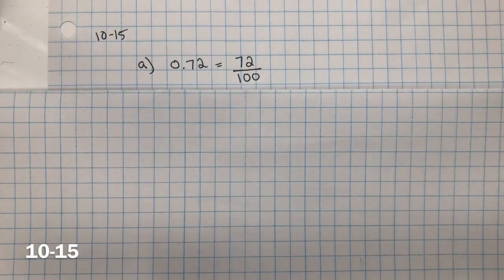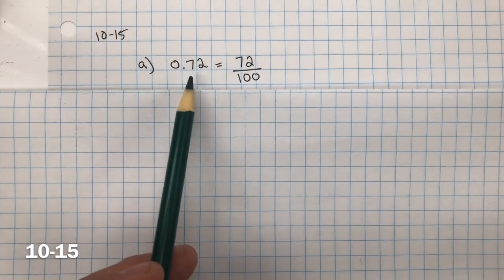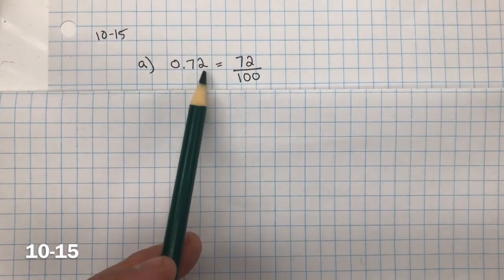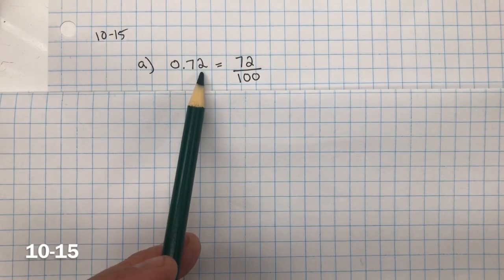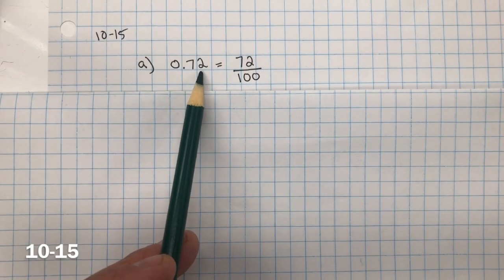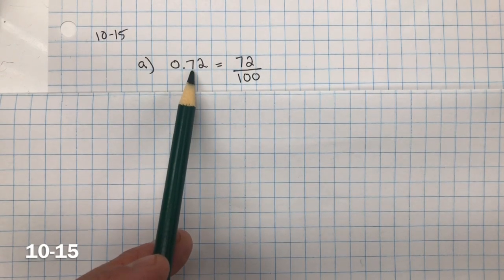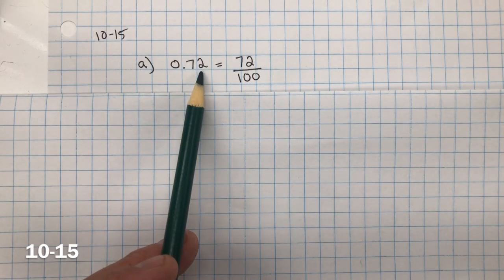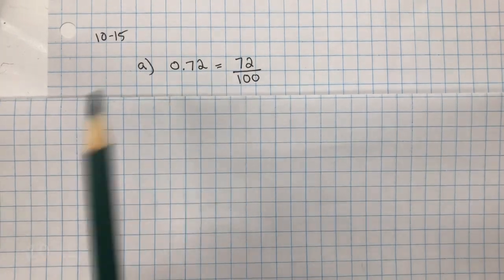For 10.15, I have to write each decimal as a fraction. So this is 72 hundredths. You say the place value of the last digit, tenths, hundredths, so it's 72 hundredths.